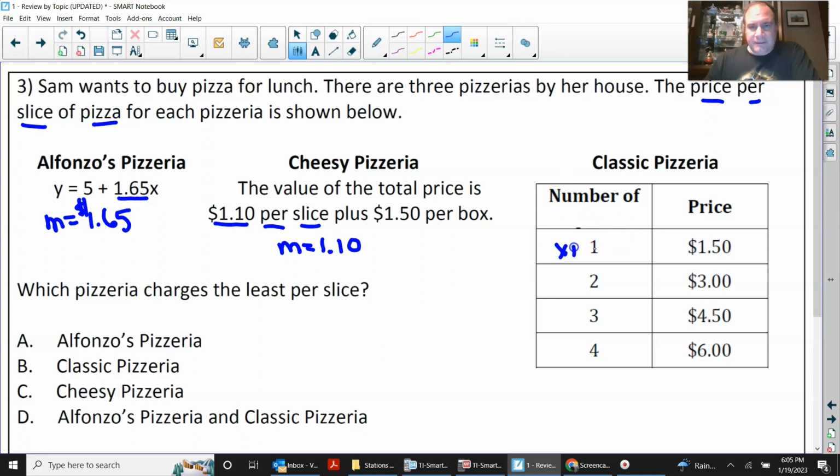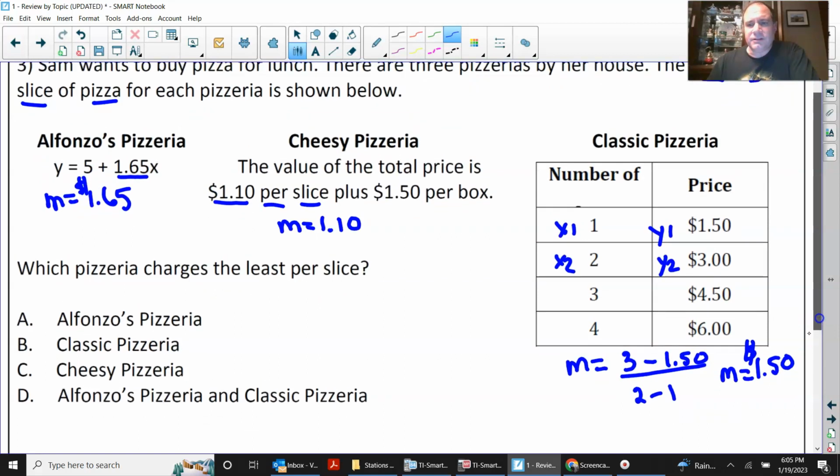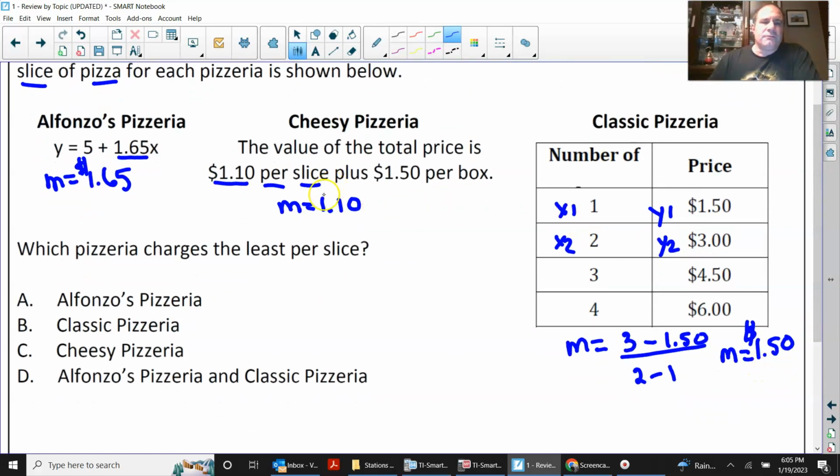But anyway, the table, you have to do x2, x1, y2 minus y1 over x2 minus x1. So it's 3 minus 1.50 and 2 minus 1. So 3 minus 1.50 is 1.50 if you put it in the calculator. And then 2 minus 1 is 1. So it's $1.50 per slice. So we have these three pizzerias. One sells a slice for $1.50. One sells a slice for $1.10. And one sells a slice for $1.65. Which pizzeria charges the least?